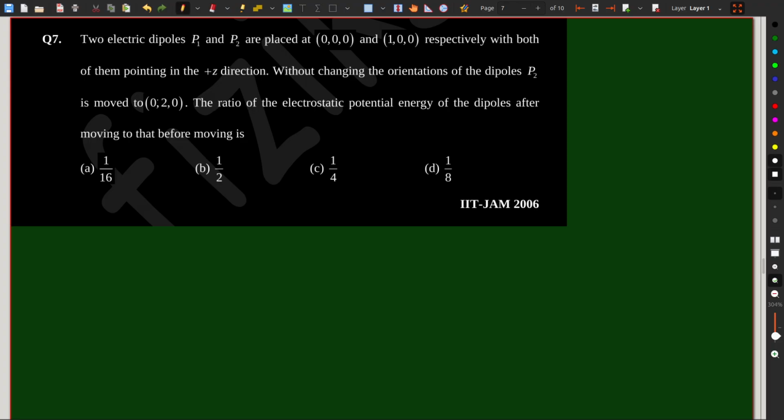So in this question, two electric dipoles P1 and P2 are placed, one at the origin and another on the x-axis. So let's make this diagram first. A dipole is here, and another dipole is here at (1, 0, 0).